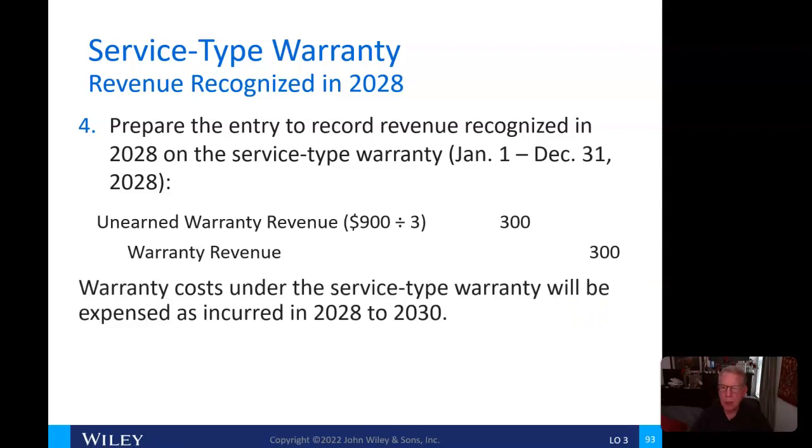Okay. The warranty costs under the service type warranty will be expensed as incurred in 2028 to 2030. Expensed as incurred.